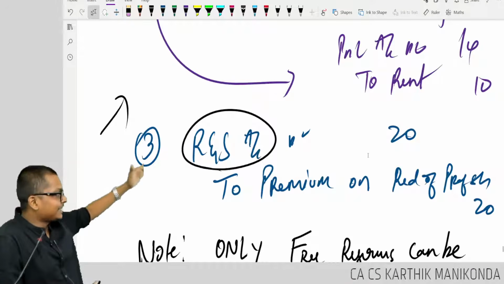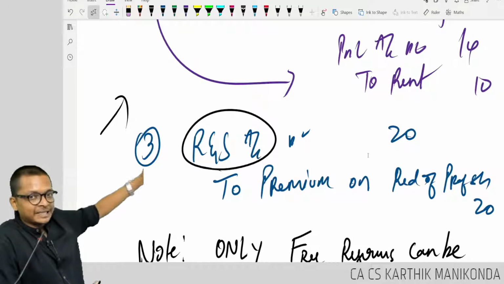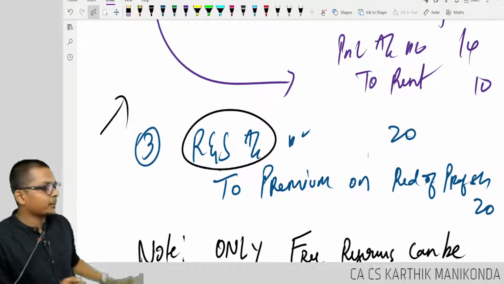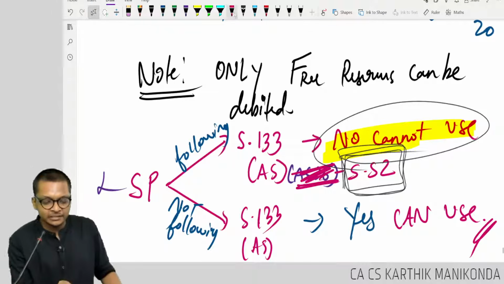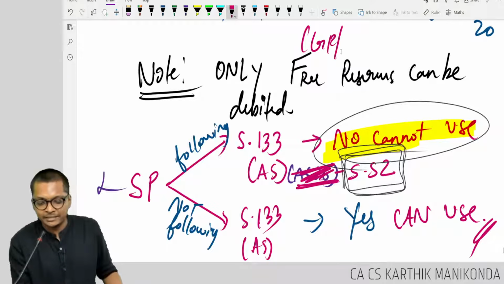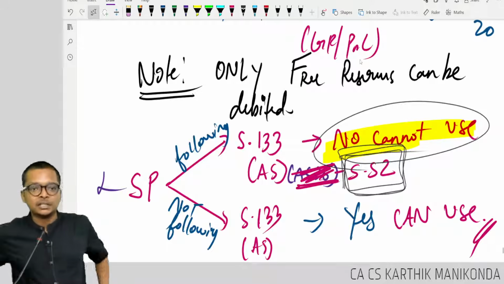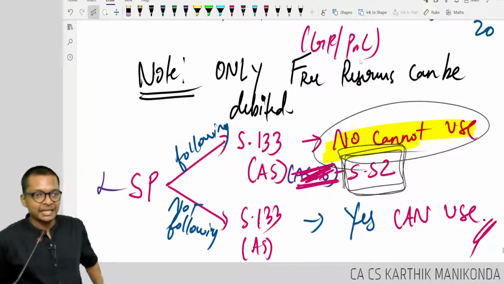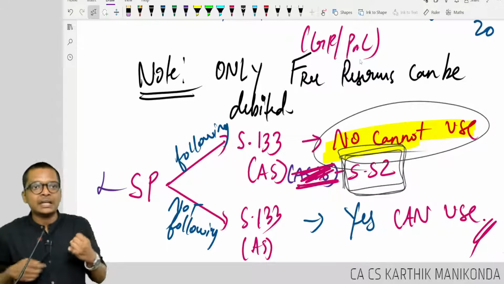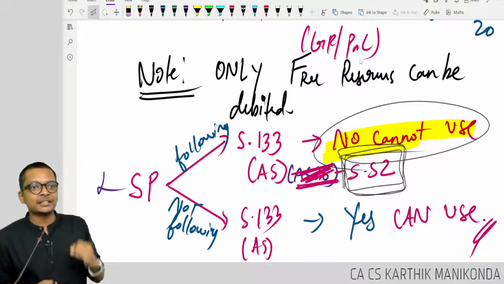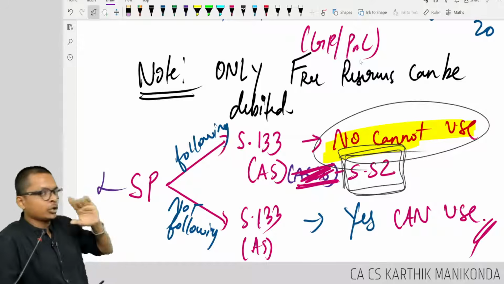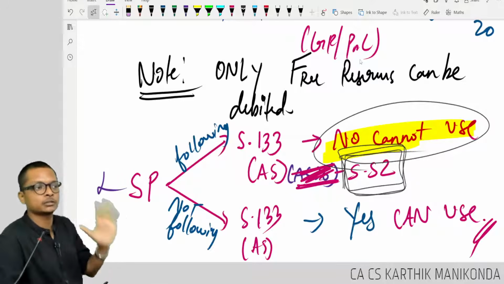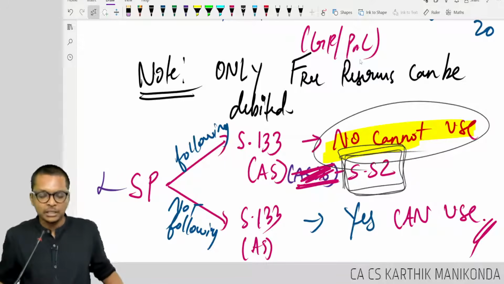Debit reserves and transfer to premium on redemption of preference shares. That premium should be transferred from reserves. Which reserve can I use? Only free reserves. Free reserves means what? General reserve or P&L account. Correct? That's it. Can I use any other reserve? No. Revaluation reserve? No. Capital reserve? No. No other reserve should be used. Securities premium also, if the question is silent in the exam, don't use. That's it. Okay. Following, guys.